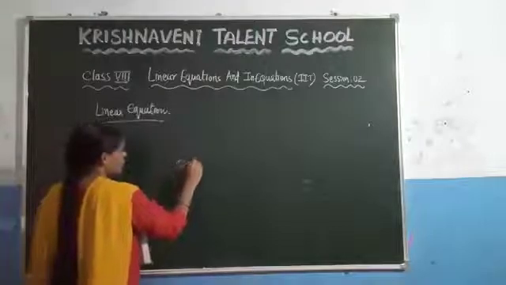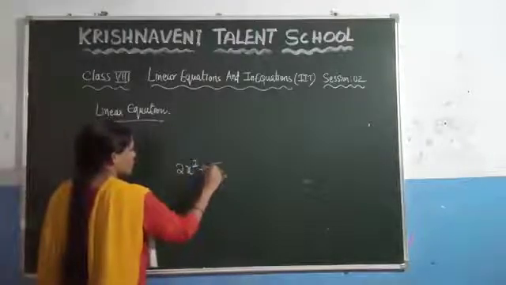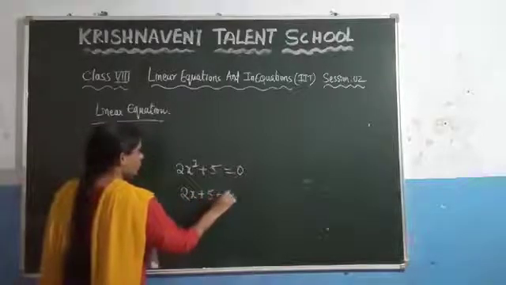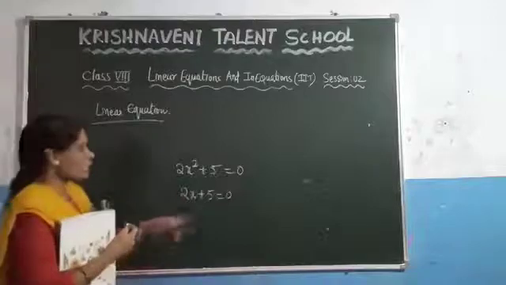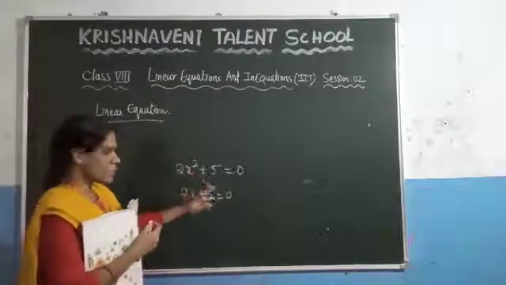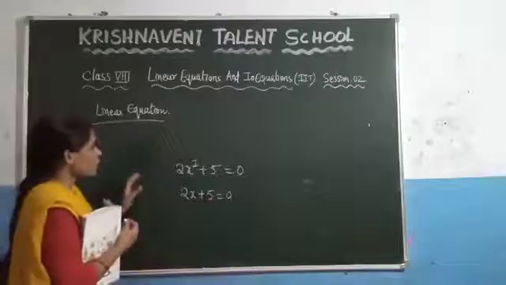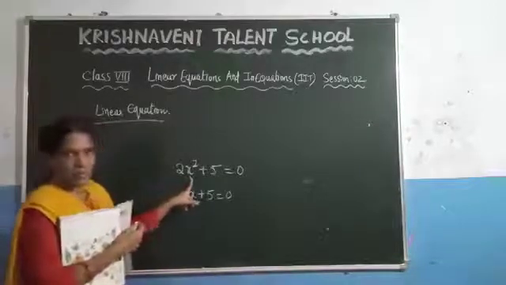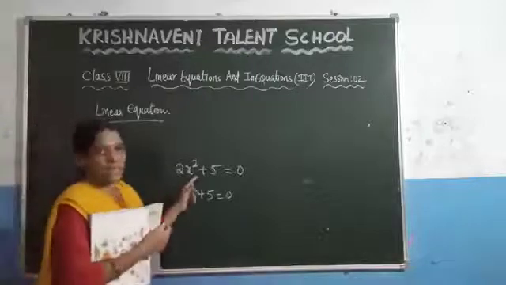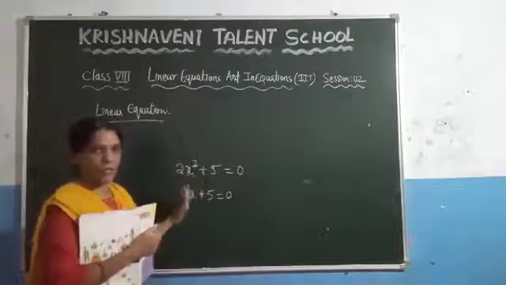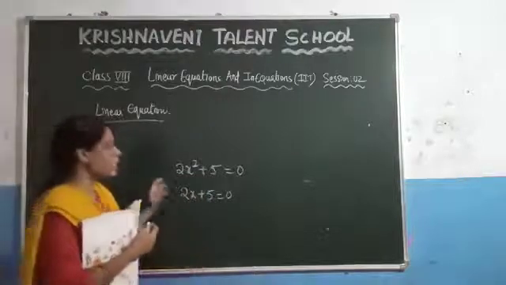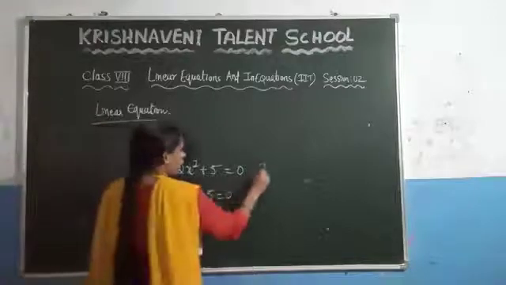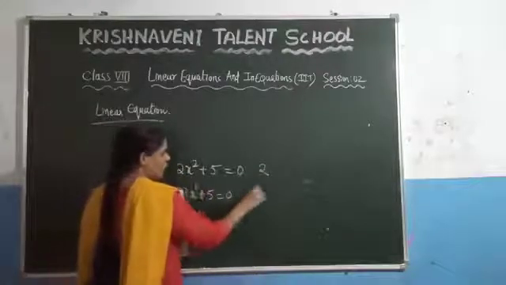Consider 2x squared plus 5 is equal to 0, and consider 2x plus 5 is equal to 0. You know that both are equations because the equality symbol is there. In the previous session we discussed what is meant by the equation. Here x is the variable, and you need to check the power of the variable, and after that the highest power of the variable will be the degree of the equation. Here the degree is 2, and in this case the degree is 1.